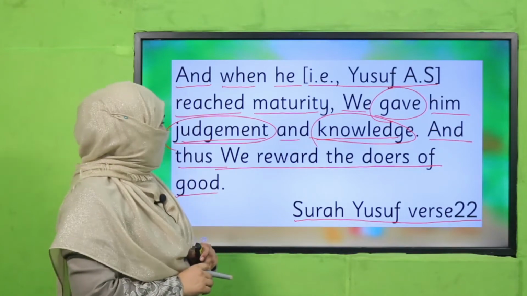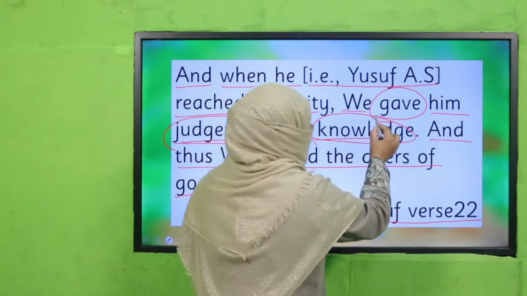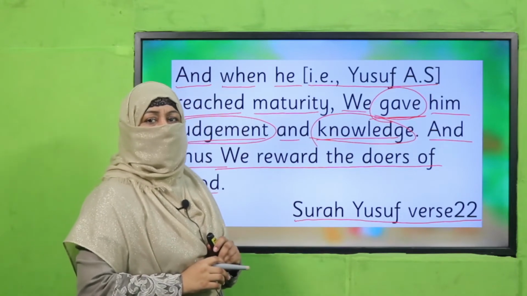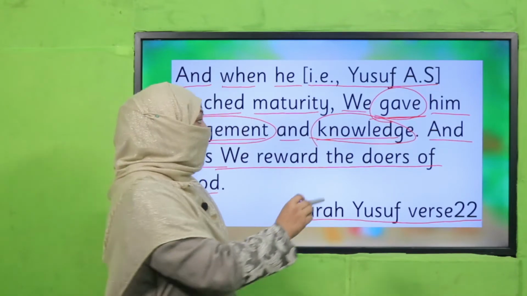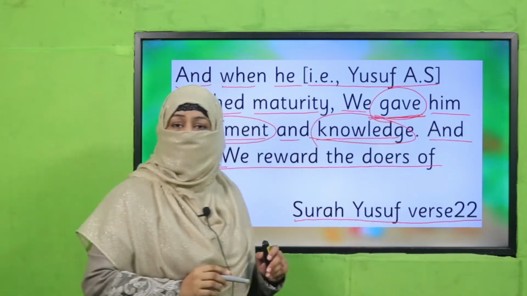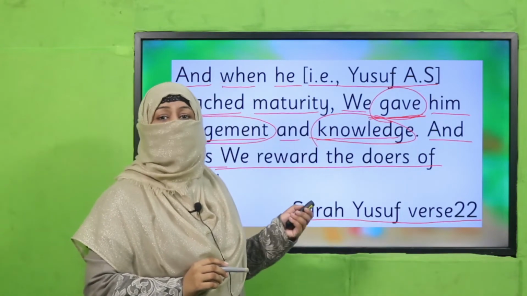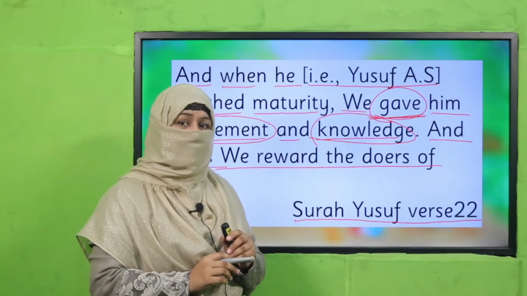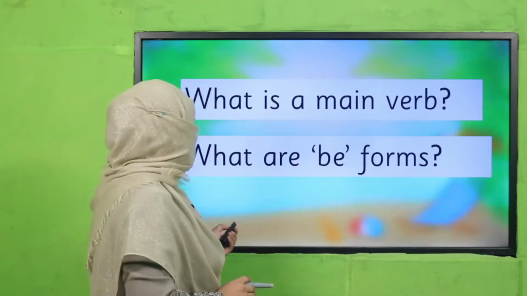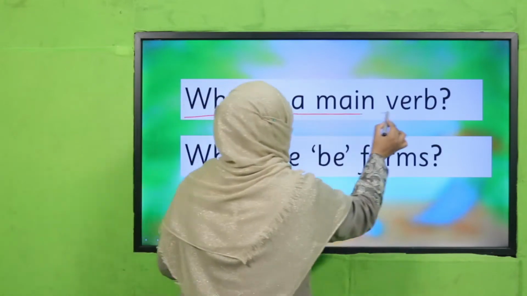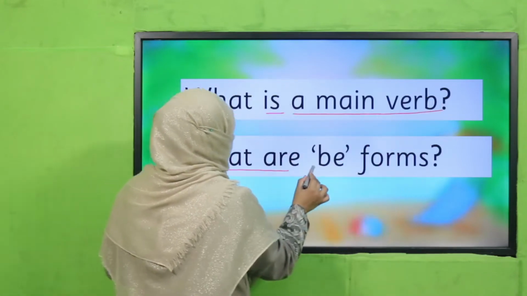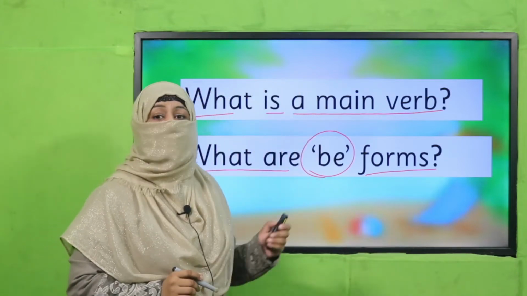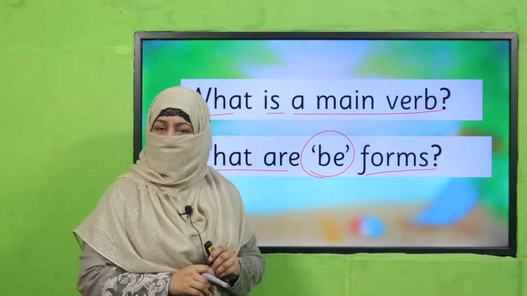So Allah blessed him with these qualities. Now look at this verb, give and gave. So here we have used the past form. Do you remember there are different forms of verbs and where we use present or past form? Then tell me, what is a main verb and what are be forms? We have discussed these two concepts, so pause the video, answer these questions to your teacher, and then come back.